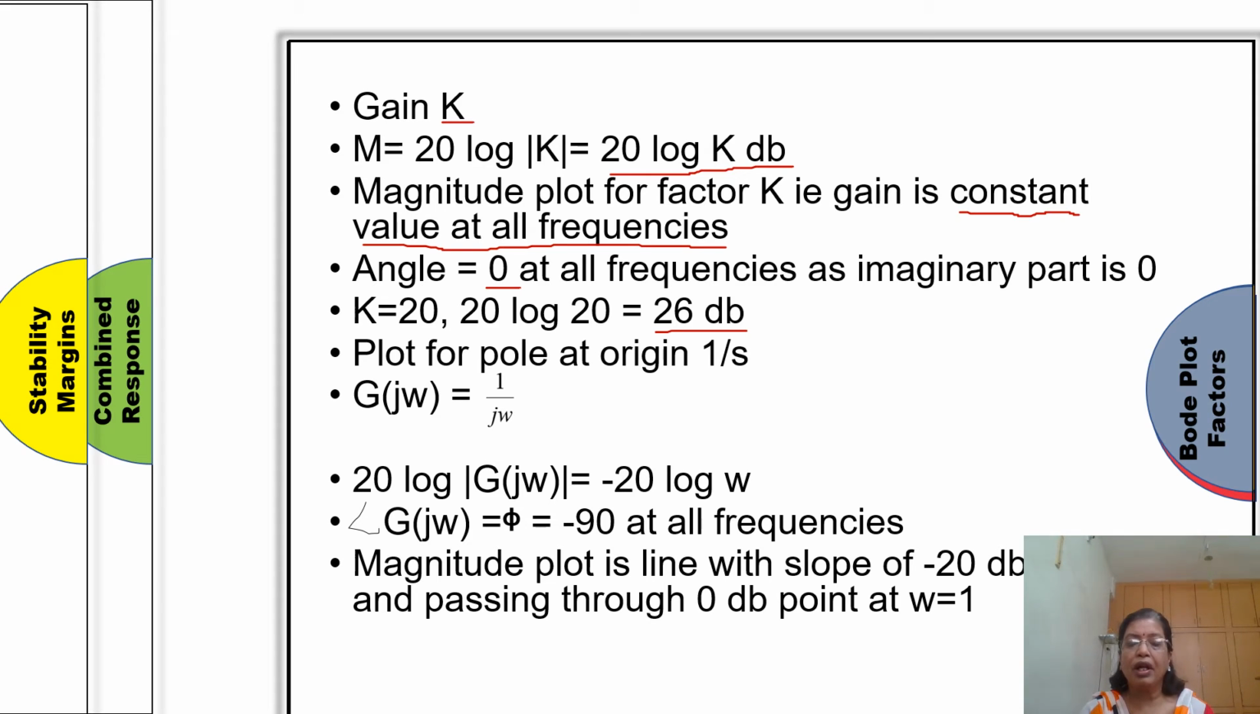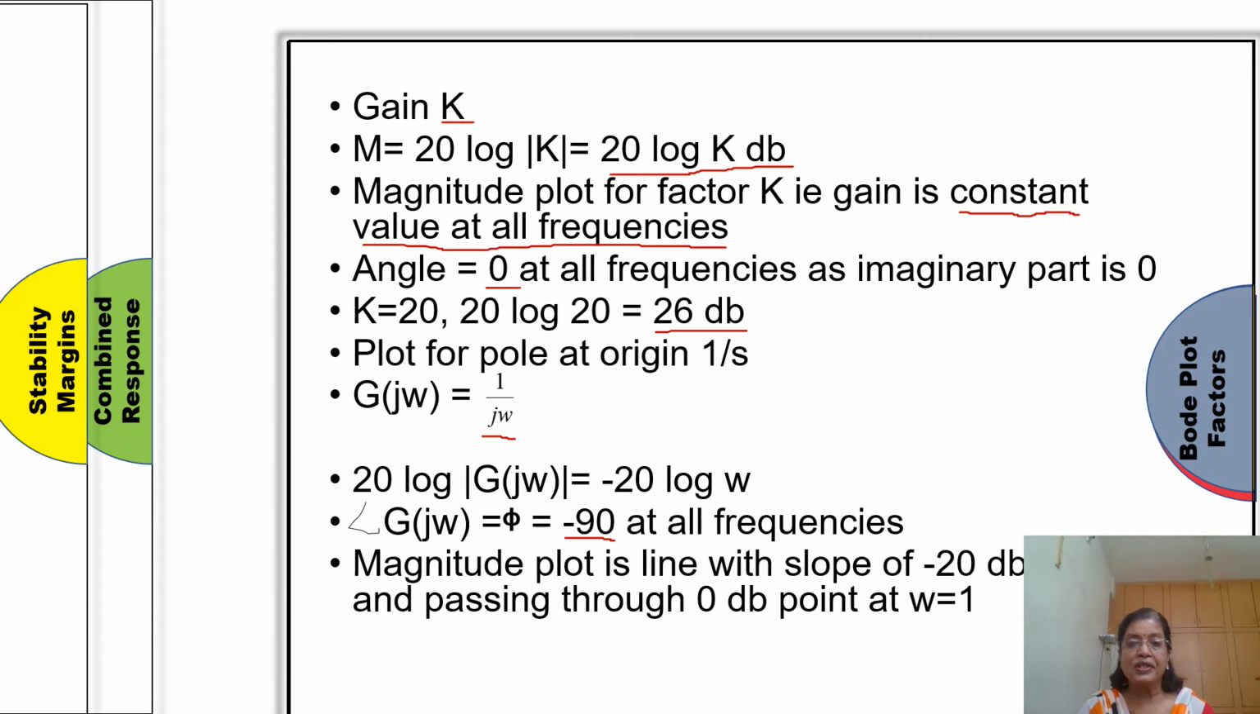The angle of 1 upon jω: it is only an imaginary term, the real term is 0. So it will be tan inverse of ω upon 0, that is tan inverse of infinity, which is 90 degrees. Since it is in the denominator, with a negative sign, the angle is minus 90 degrees at all frequencies because the real term is 0 for all frequencies.